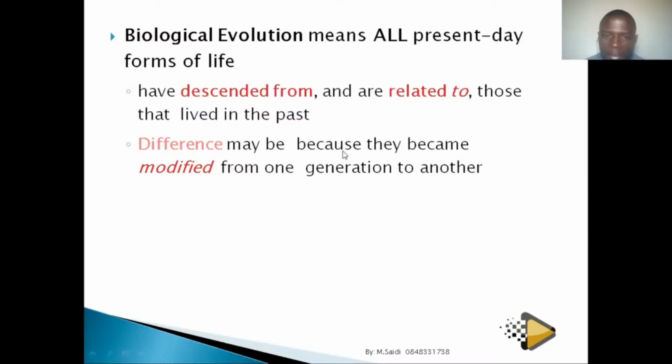We are saying that the difference may be because of the modification which is taking place over generations. So you see that as time goes on, if you look at when you were still in primary school, the way you were thinking is not the same way you are thinking now. Now you are thinking big, but after 5 years, you'll be thinking bigger. And then when you are old, you will be thinking extraordinary. You understand? So there is some modification which happens in your life. And if these modifications can be passed to the next generation, then they contribute to evolution.